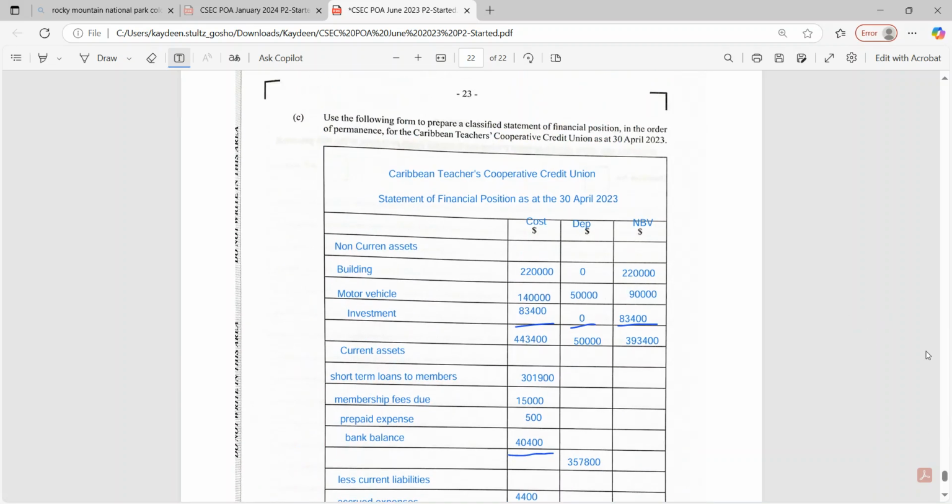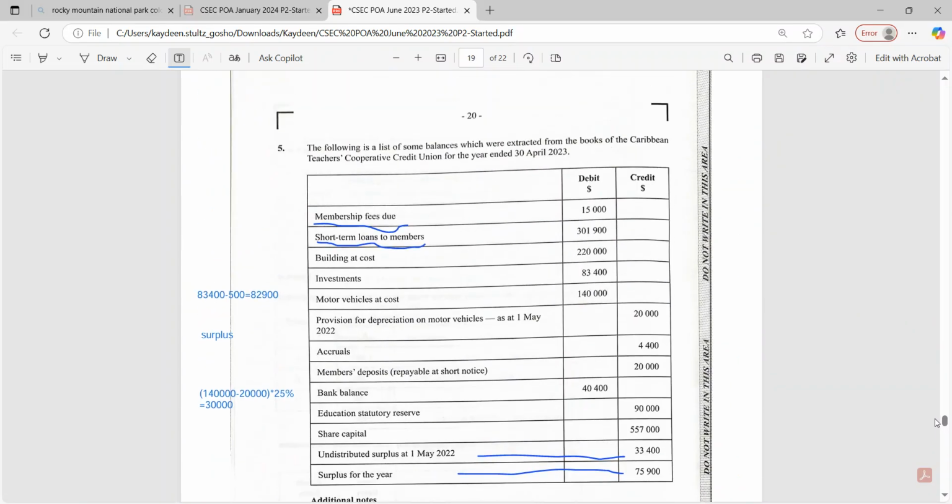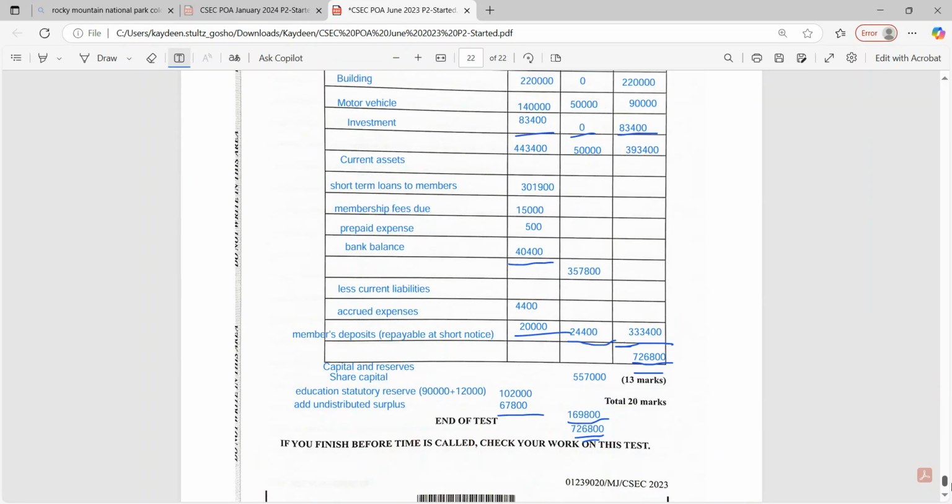In the question, we have, let us look at it. So we have building at cost, $220,000, motor vehicles, $140,000. We remember that we have a depreciation for the year for motor vehicles of $30,000 plus the $20,000 from the year before. And we also have investments, that is an asset. So it's 83,400. So let's put those in our statement.